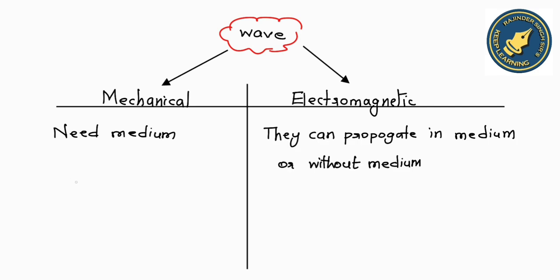Examples of mechanical waves we studied: sound, whereas examples of electromagnetic waves: light waves. Light travels some part without a medium and again it comes in the atmosphere, where the medium is there. X-rays, gamma rays, these are all examples of electromagnetic waves.